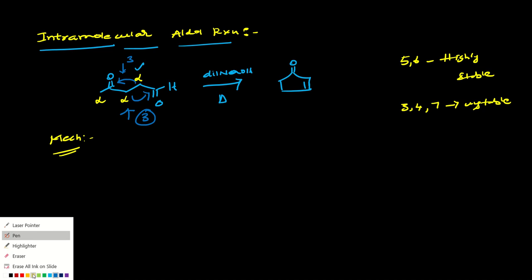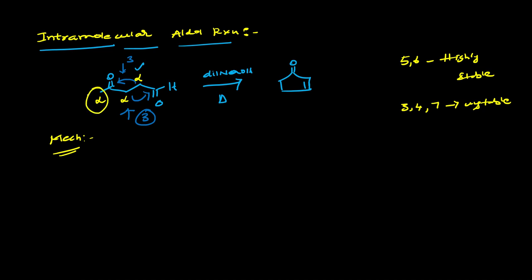Finally, what we have here is this alpha hydrogen. If you abstract this proton, what we get here is a negative charge. The negative charge will undergo nucleophilic addition to this carbonyl. So we have to count the membered ring formation: 1, 2, 3, 4, 5. So that is why we are getting this product. So 5 and 6 membered rings we always get in this intramolecular aldol reaction.